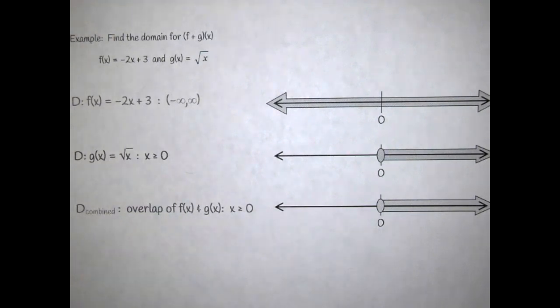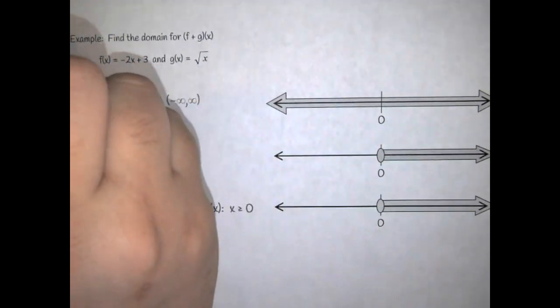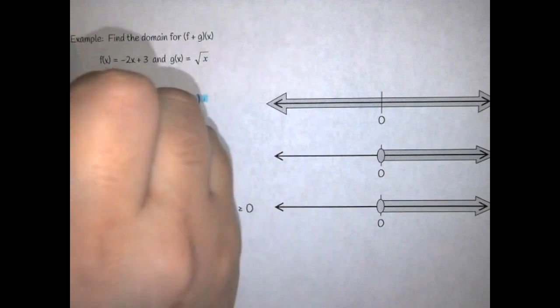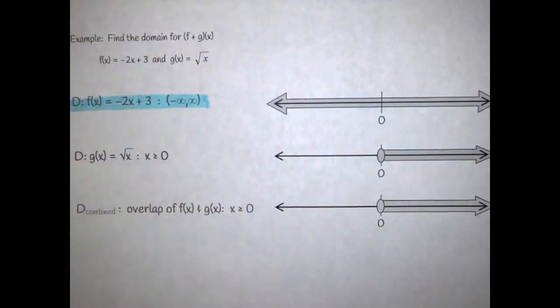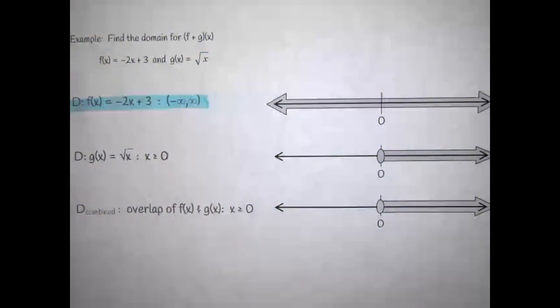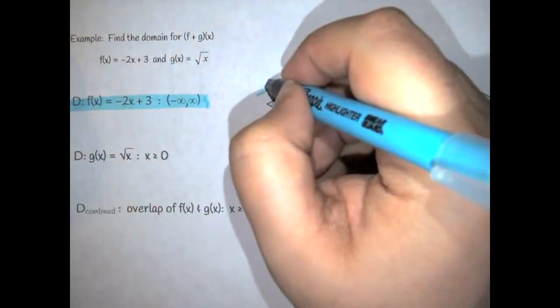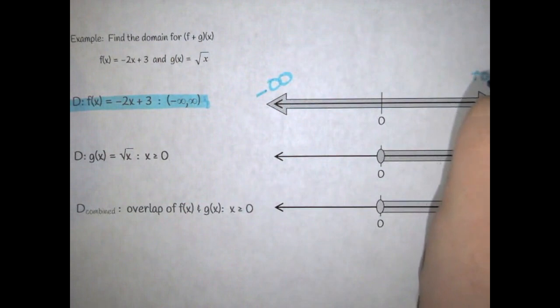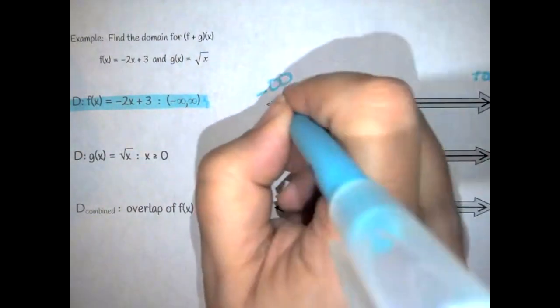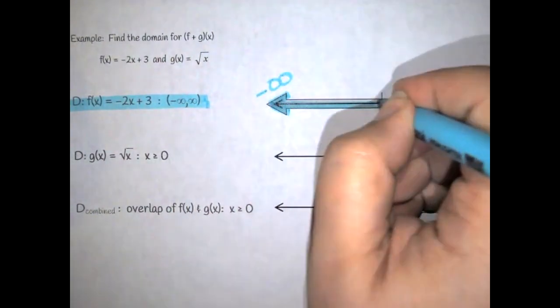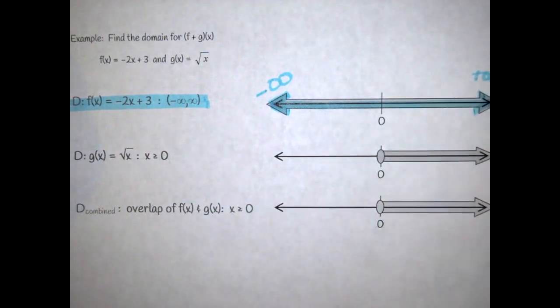So first and foremost, we know that f of x is 2x plus 3. Well, 2x plus 3 is a linear line. So when we're talking about the domain of a linear line, we know that that domain has absolutely 0 problems. So if this is the negative infinity and this is the positive infinity, my domain here is going across the whole number line. Okay?